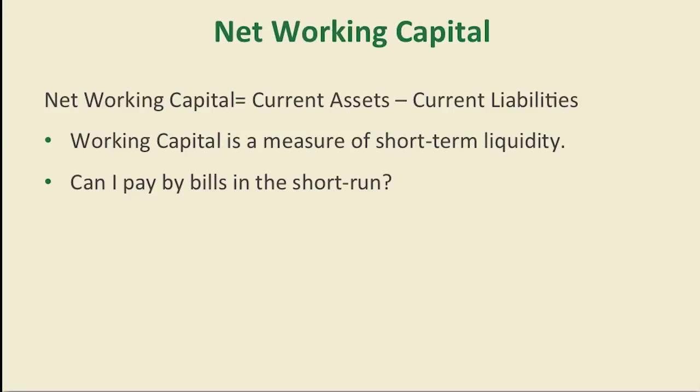Now, let's talk about the analysis of current liabilities. The biggest concern about current liabilities is whether this firm can pay off those current liabilities when they are due, or can this firm pay their bills in the short run. So one of the indicators we could calculate is net working capital. It equals current assets minus current liabilities. Of course we want this indicator to be positive. Positive net working capital means that this firm has more current assets to cover the current liabilities. So it is a measure of short-term liquidity.